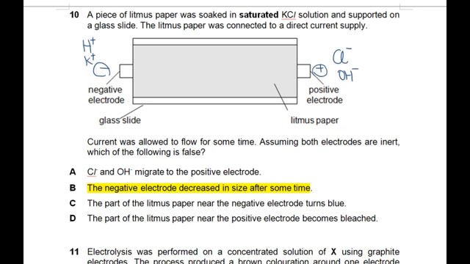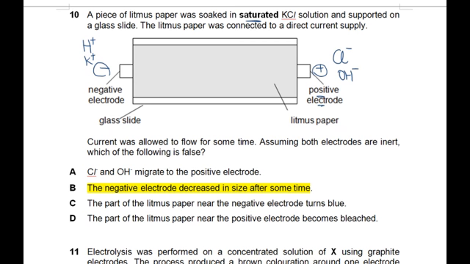We have a rather unusual case of electrolysis over here. We have a piece of litmus paper soaked in saturated potassium chloride solution. The keyword here is saturated. You've got to realize it's saturated, so the concentration effect will definitely come in. Okay, so we have the positive electrode over here. Therefore we have Cl- and OH- migrating to the positive electrode, and we have the H+ and K+ migrating to the negative end of the electrode.